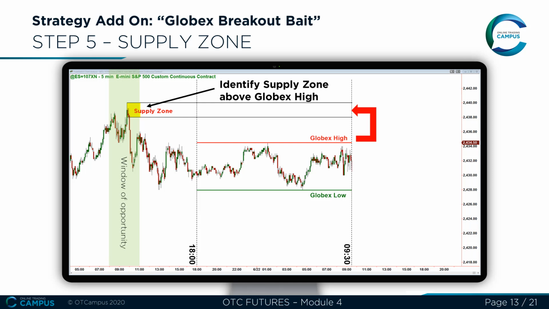Step 5, identify any supply zones that are above the GLOBEX high that are located in your time window of opportunity from 8 a.m. to 11 a.m. Remember the previous lesson, your 3-hour time window of opportunity. Now we can combine both strategy add-ons. Your lower time frame high quality zone has to be located in your window of opportunity, and we get ready to trade those, if any. Remember, if there was nothing there of any good quality, then just pass on that trade.